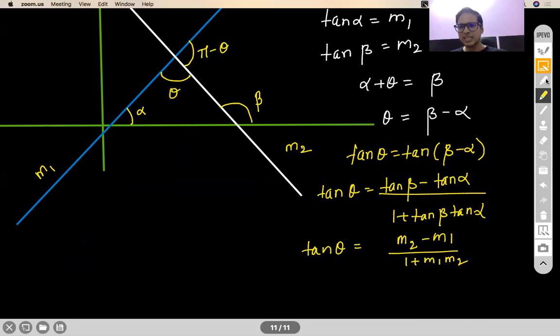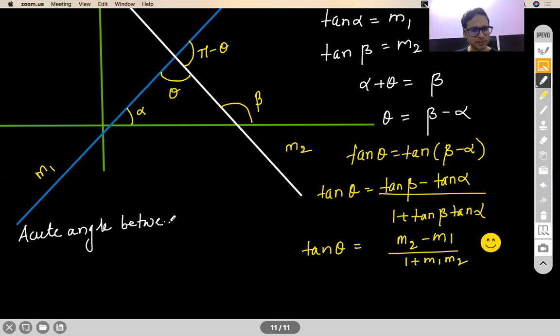Correct? Let's say I modify my question and I say, give me the acute angle between the two lines. Okay, so what I'm doing now, I'm modifying my question. Okay, tan theta is fine, no doubt about it. Absolutely correct expression. But now I want to know what is the acute angle between the lines. How will I find that out?